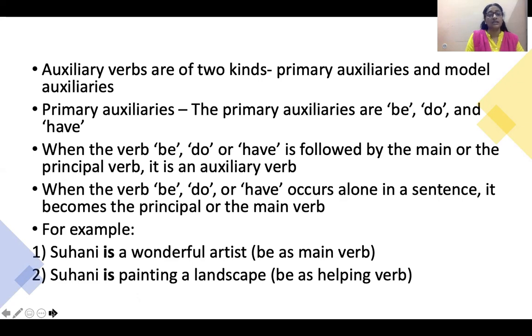And the second sentence, Suhani is painting a landscape. Here, the form of be is used as a helping verb with the main verb painting. So it is used: is painting. Suhani is painting a landscape.